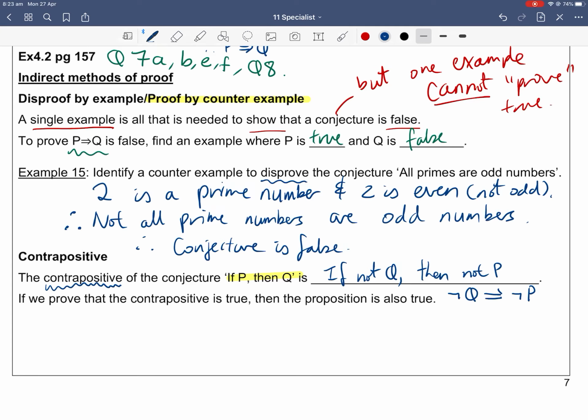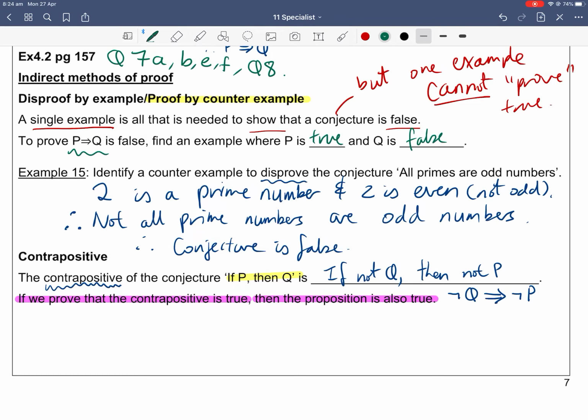And if we want to combine them using if and then, we draw that arrow there saying if not Q happens, then the result is not P happens. So this statement is called the contrapositive of if P then Q. Very importantly, why is the contrapositive useful to us? If we can prove that the contrapositive is true, then the original statement, if P then Q, is also true as well.